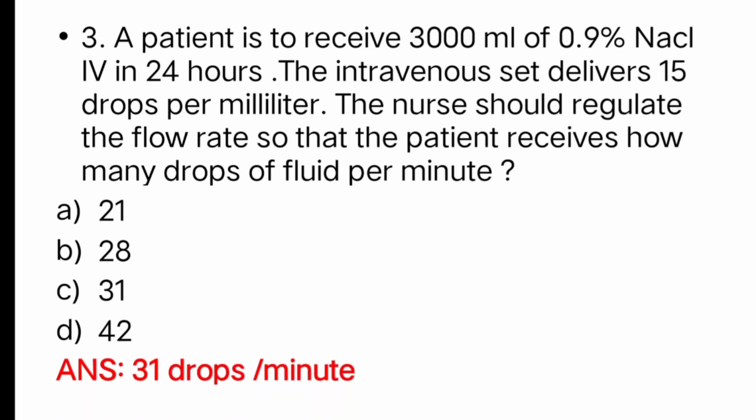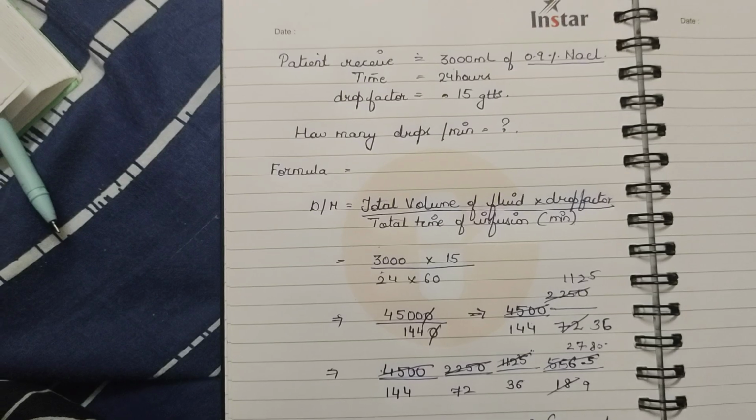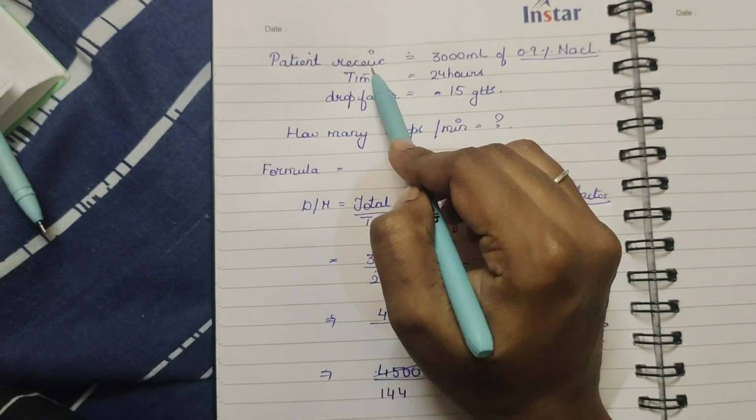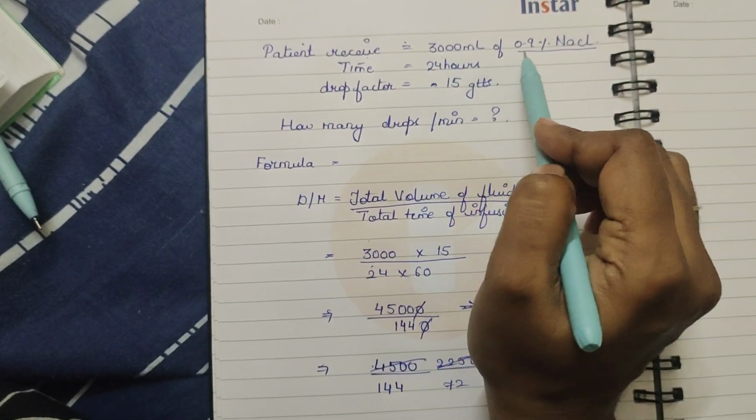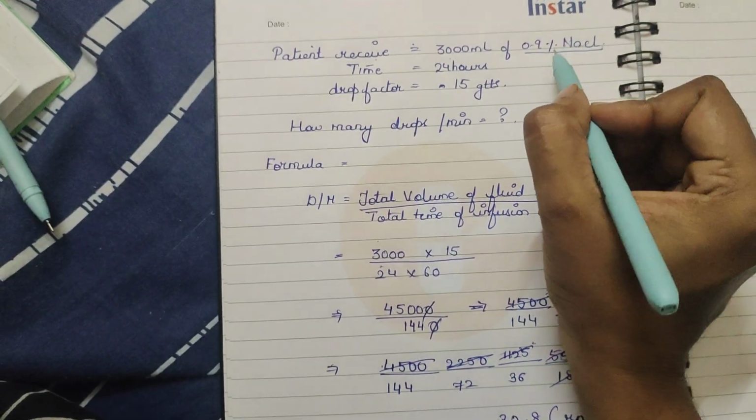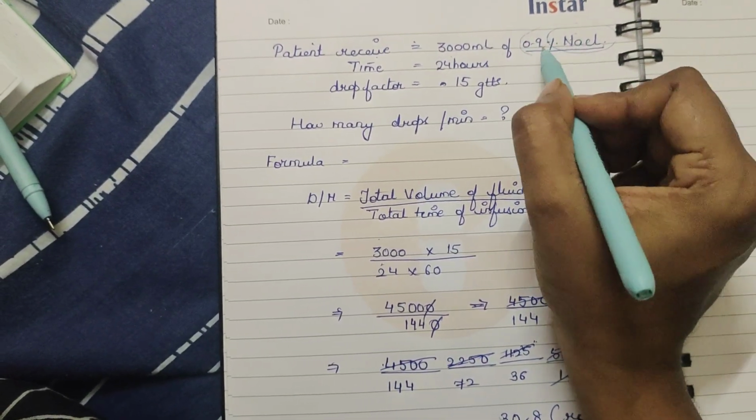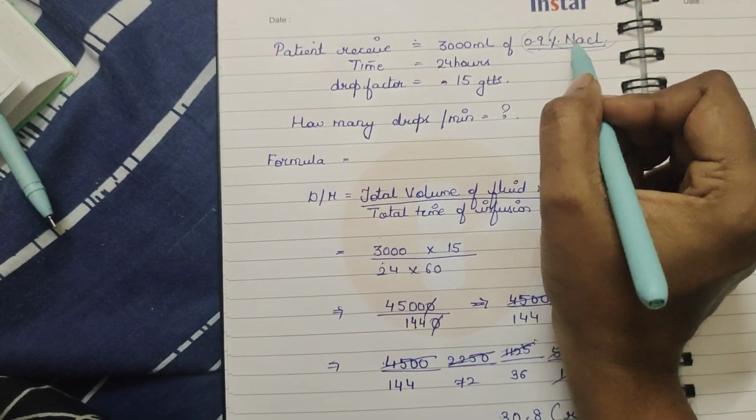So the answer is 31. You, along with me, also do the calculation, because it is already given in the question in a very straight form, and we only have to apply it in the formula. That is, we have to convert the hours into minutes. That's it. The fluid is being given in ml, so we need not convert liters or ml. So we will put it in the formula. The patient receives 3000 ml of 0.9% NaCl. We need not worry what solution they are administering.